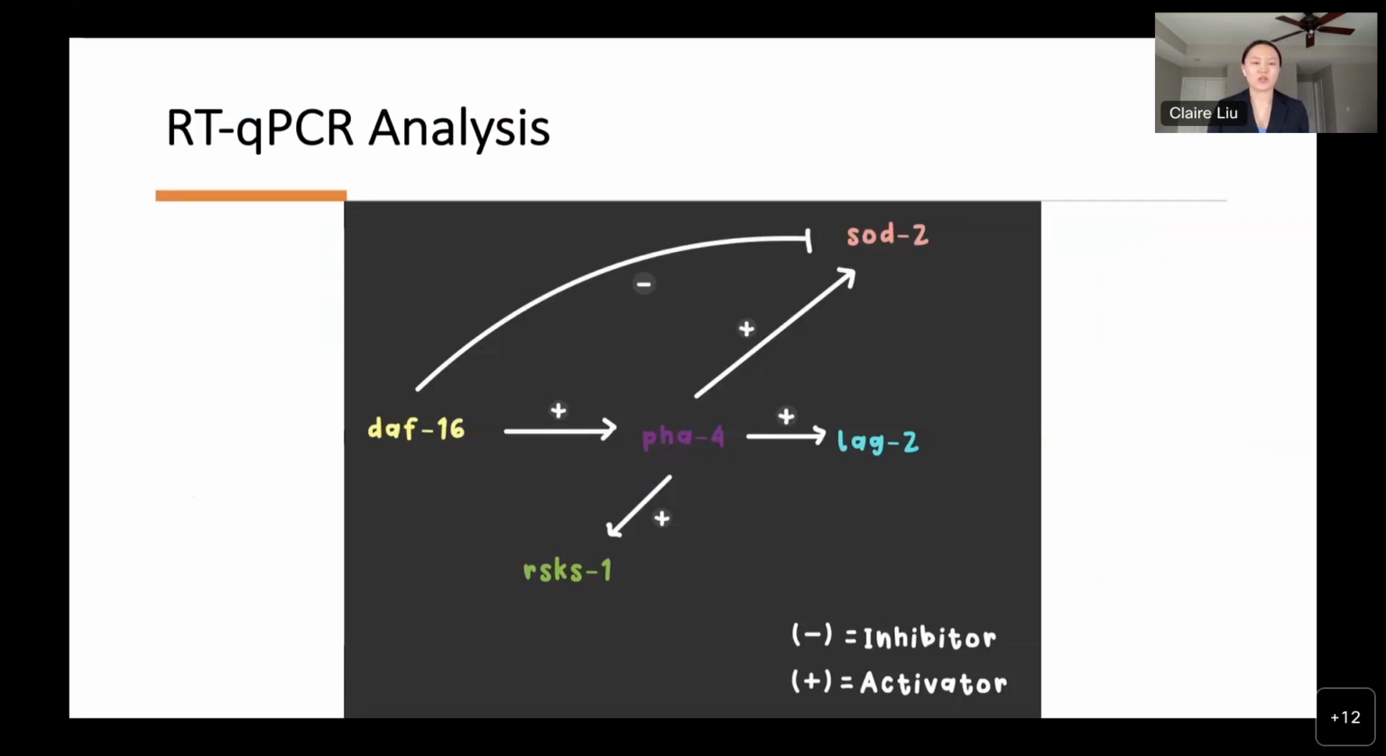One thing that is not noted on this diagram is the piece of information that I just mentioned, where the double knockdown increased RSKS1 expression. This is something that I'd like to look more into before making solid conclusions. But one hypothesis that I have regarding the cause is that perhaps a double knockdown of FOF4 and DAF16 caused a protein imbalance, and so RSKS1 was upregulated to try and compensate for that.